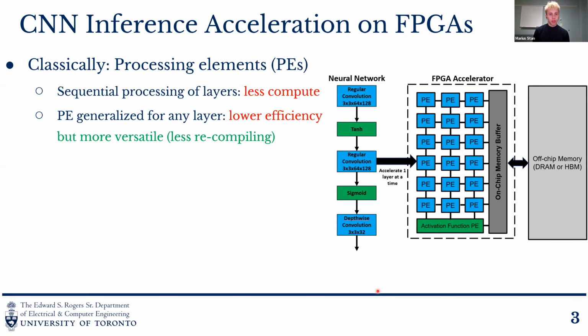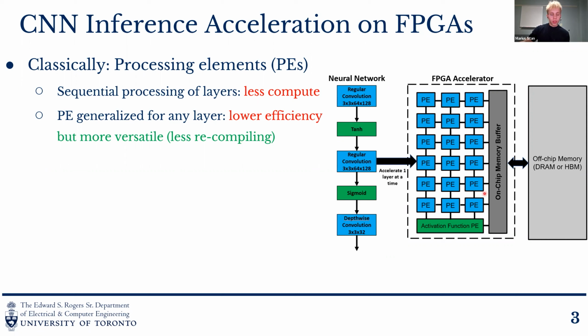So just to provide a brief background on CNN inference acceleration for FPGAs. Classically, it's been arrays of processing elements similar to a GPU. In this case, we have our neural network here on the left, and we're accelerating one layer at a time over an array of heterogeneous processing elements shown here on the FPGA. Occasionally, we might have some more specialized units. In this case, we have a unit for activation functions, as it'll be a lot faster than a more generalized processing element. But overall, since we're running one layer at a time, this means we have less compute. And since the processing elements are generalized for any layer, we also have lower efficiency.